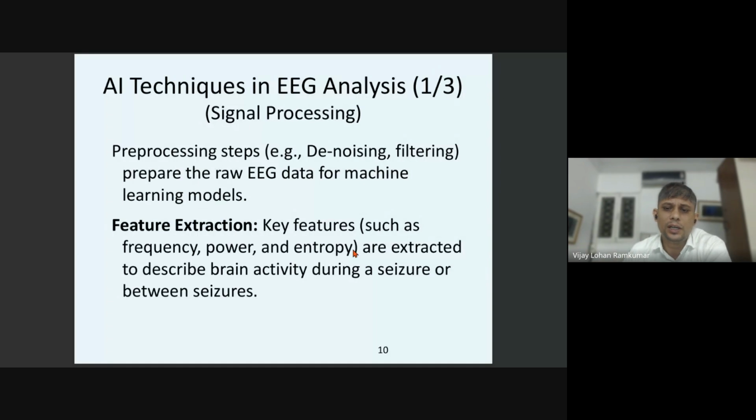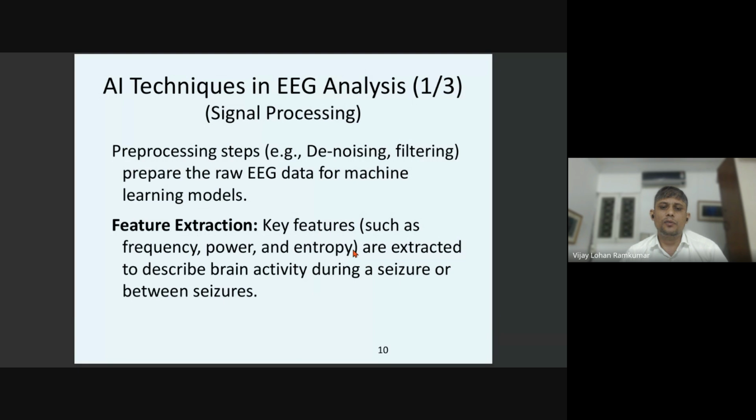Once we do that, we can extract three major features, which we're going to use in the next step also. The first is frequency, which is how many times the signal goes up and down within a period of time. Then the power, which is the amplitude at that particular frequency, and the entropy, which is the randomness or the continuation of the same type of pattern.